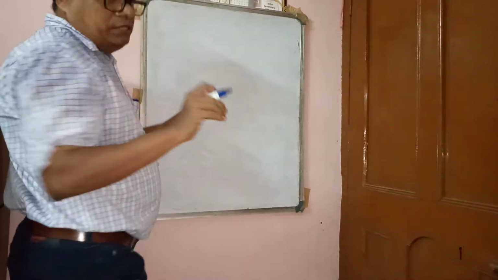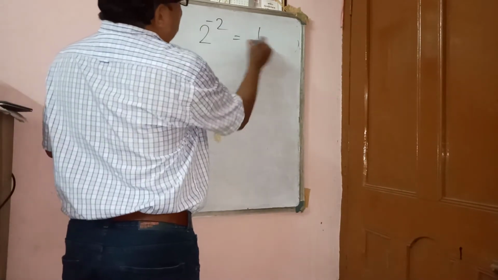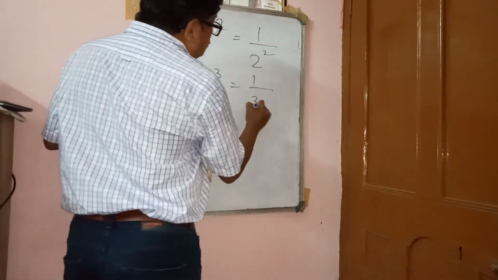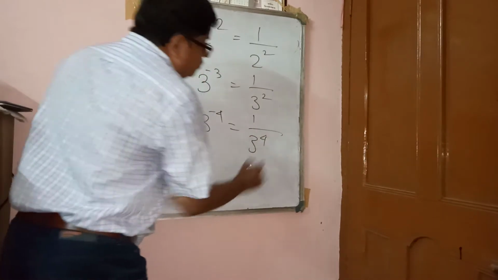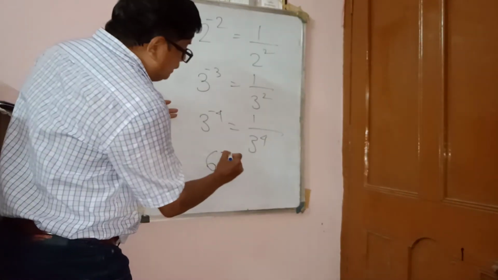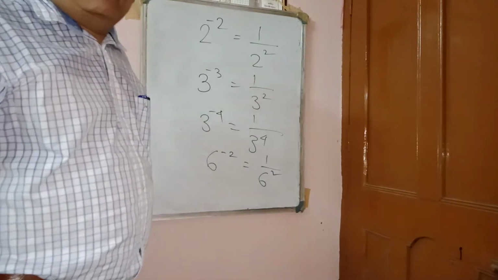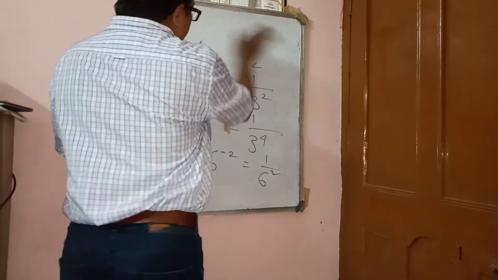Suppose 2 to the power minus 2, we can write 1 by 2 square. 3 to the power minus 3, 1 by 3 cube. 3 to the power minus 4, 1 by 3 to the power 4. 6 to the power minus 2, 1 by 6 square. Like that. Okay?